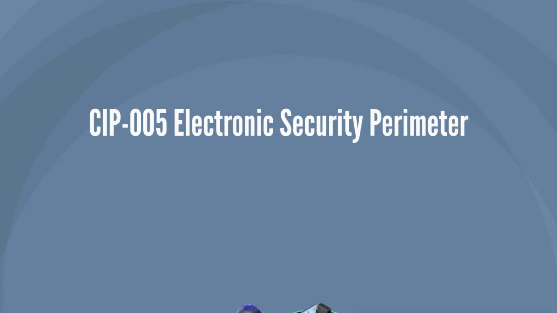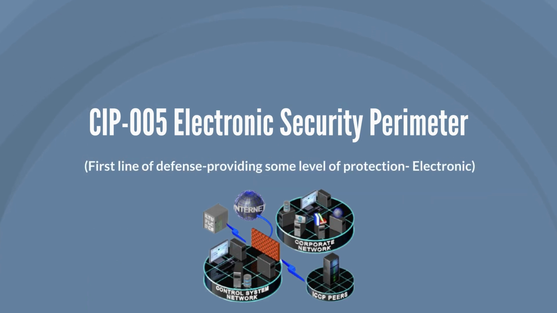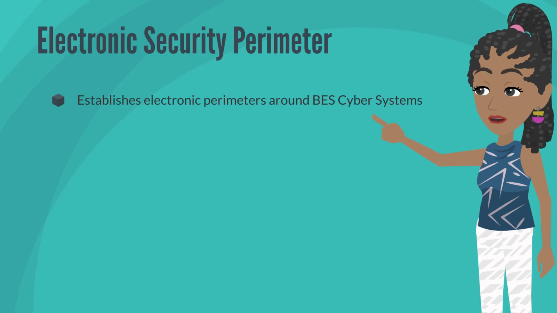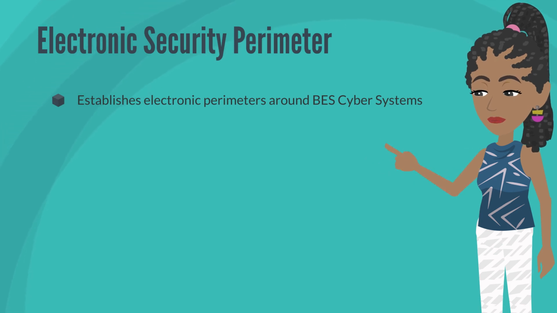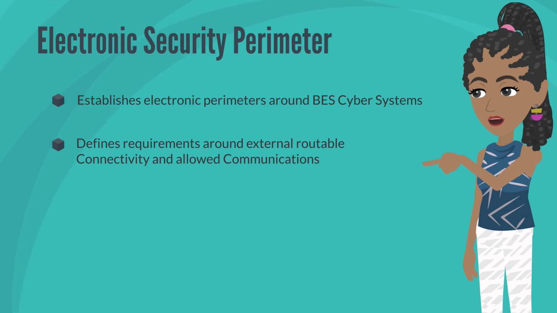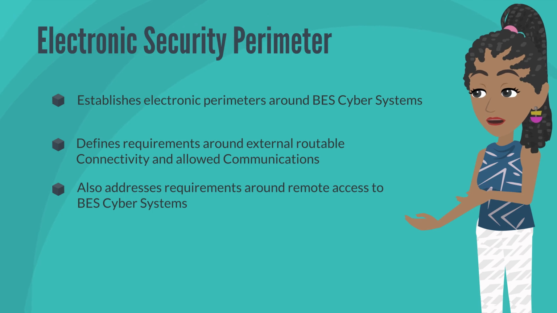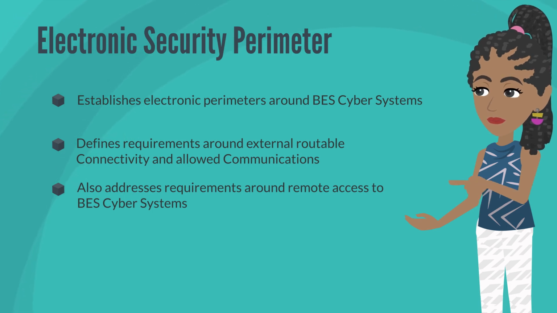CIP 5, Electronic Security Perimeter. First line of defense providing some level of protection. Establishes electronic perimeters around BES cyber systems. Defines requirements around external routable connectivity and allowed communications. Also addresses requirements around remote access to BES cyber systems.